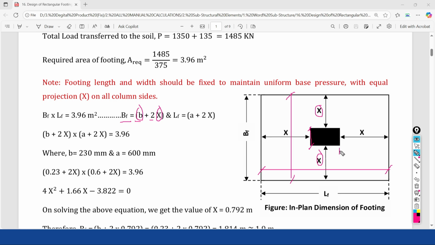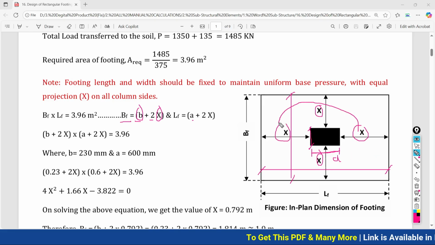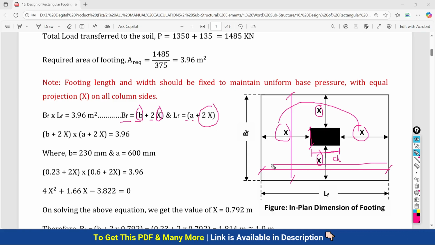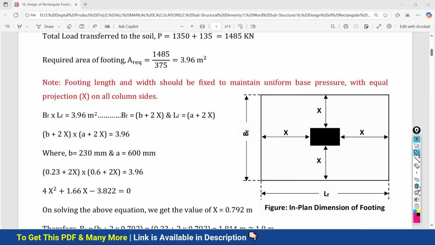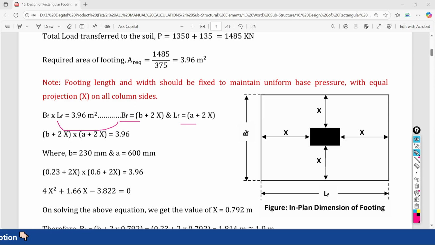How can we calculate it? This is the depth of the column. We are going to denote it by A. So here it is A plus this x and this x, which becomes 2x. So A plus 2x gives the total length of the footing. Now finally these two values we are going to put in the area formula. So B plus 2x into A plus 2x will require to provide the 3.96 meter square area of the footing.